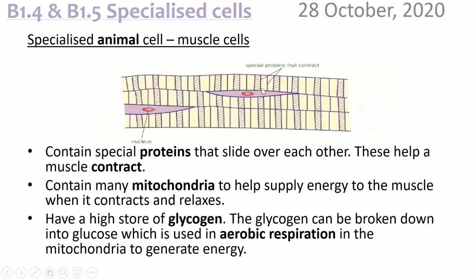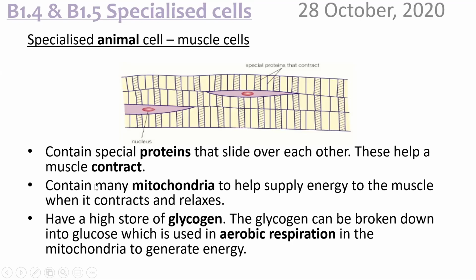Special proteins that slide over each other. Again, look at them, all thin and squeezed out. These help a muscle contract, so they're stretchy. They can contract and they can stretch out. They contain, again, as you suspect, many mitochondria. Remember, the mitochondria is to make energy, to help supply energy to the muscle when it contracts and relaxes.